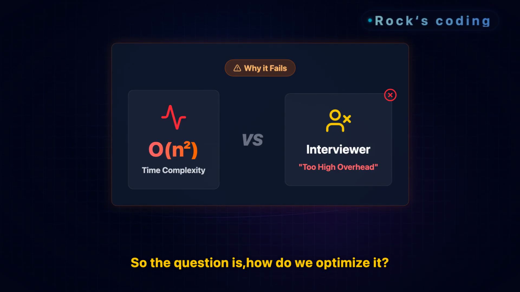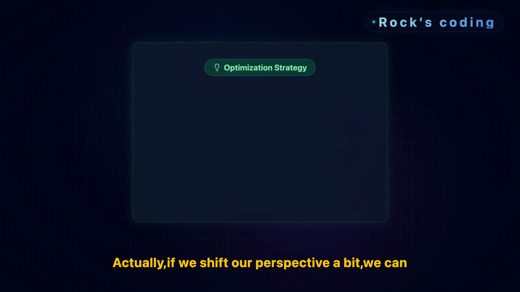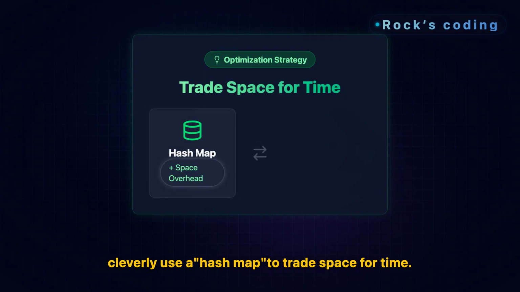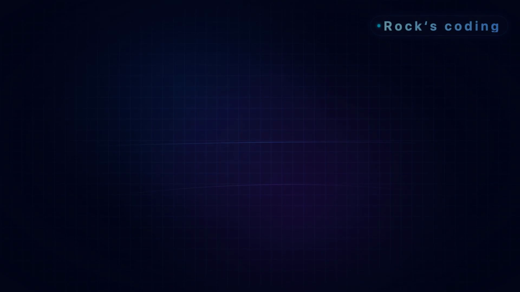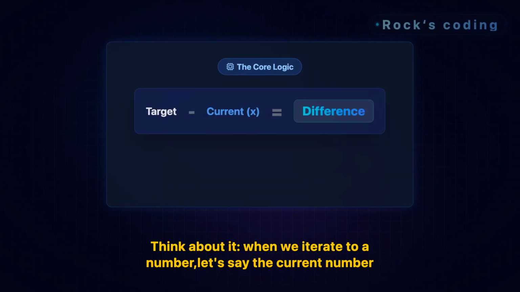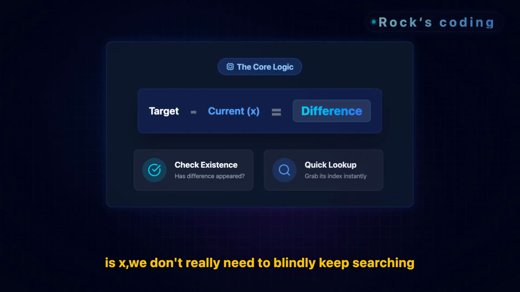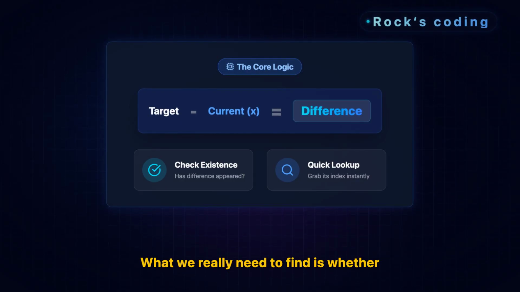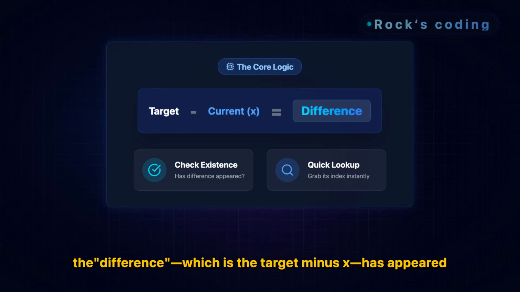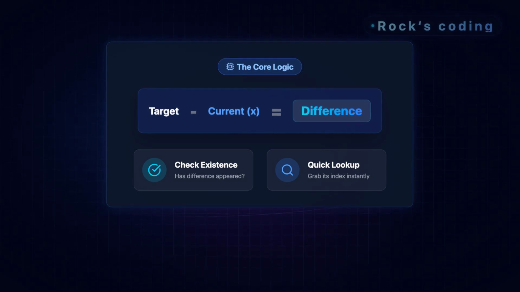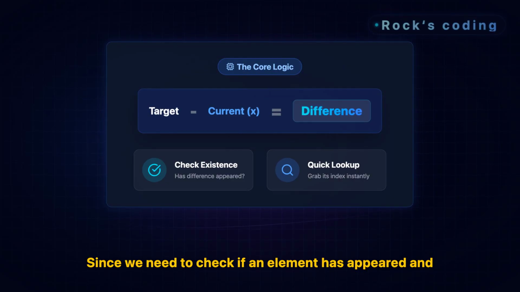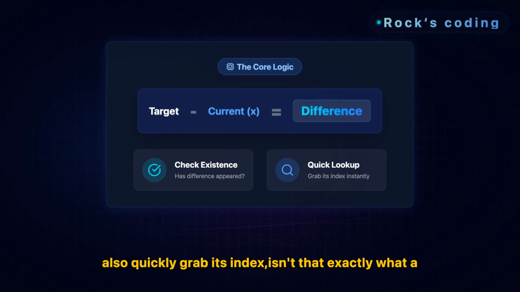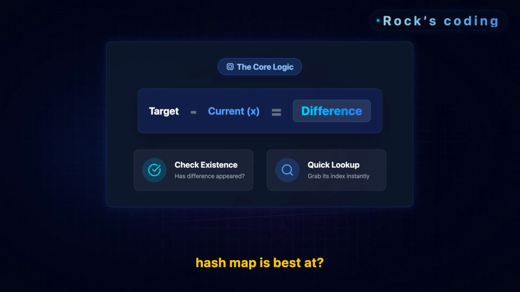Actually, if we shift our perspective a bit, we can cleverly use a hash map to trade space for time. Think about it. When we iterate to a number, let's say the current number is x, we don't really need to blindly keep searching forward. What we really need to find is whether the difference, which is the target minus x, has appeared before. Since we need to check if an element has appeared and also quickly grab its index, isn't that exactly what a hash map is best at?